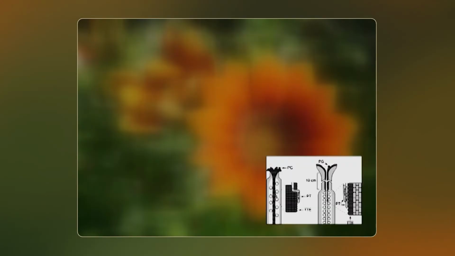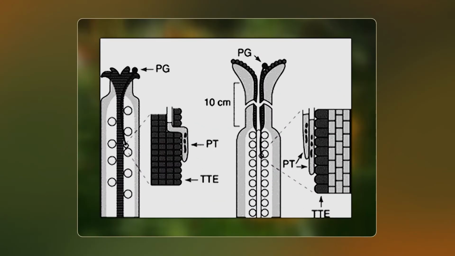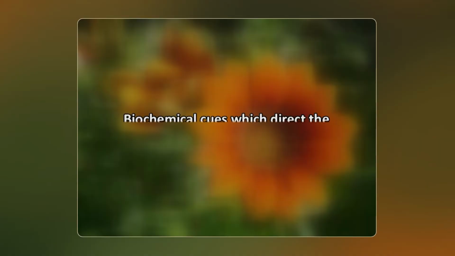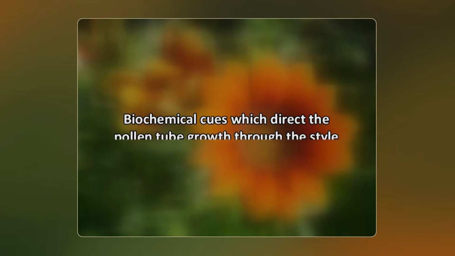These secretions contain proteins, carbohydrates, lipids, and some enzymes such as esterases and acid phosphatases, etc. After arriving in the style, the pollen tube grows towards the ovary through the intercellular spaces of the transmitting tissue, where the elongated cells are piled into parallel files. This path of the pollen tube was earlier thought to be a mechanical one and determined by the transmitting tissue. But now it is known that there are biochemical cues which direct the pollen tube growth through the style.